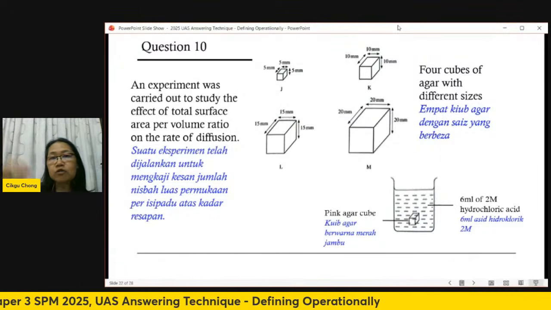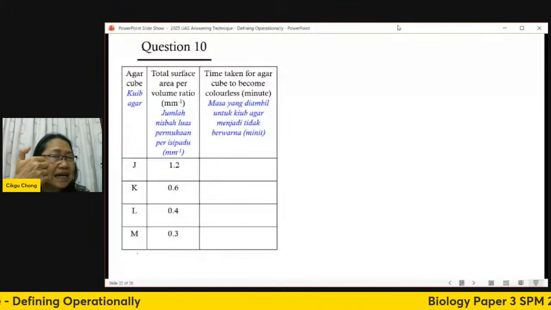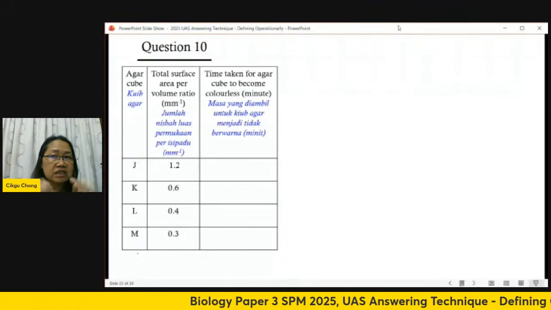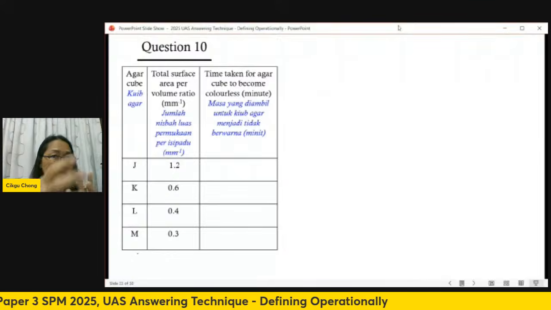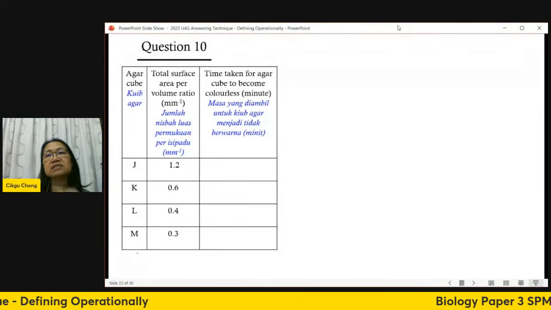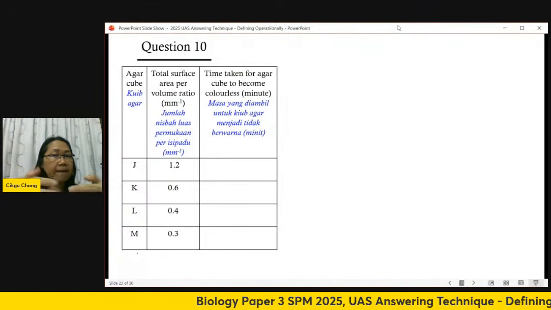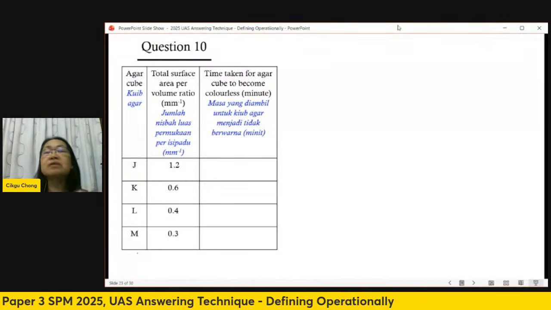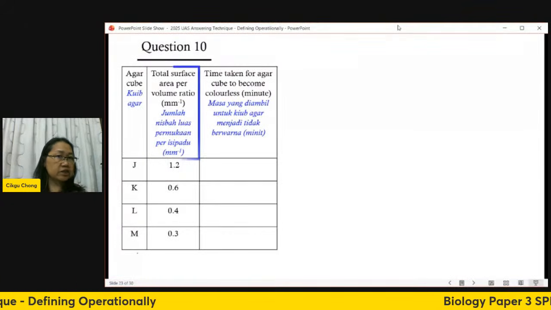Okay, so now you immerse it, all right? And then now you see the time taken. See how much time it takes for your entire cube to become colorless. When it becomes colorless, it means your acid has gone in all the way, reacted with your alkaline, neutralized it, and your phenolphthalein turns clear. Originally, it's pink color. So once your acid goes in, reacts with your alkaline, becomes neutral, the pink color disappears. Now, here, your MV is actually your TSA per V.